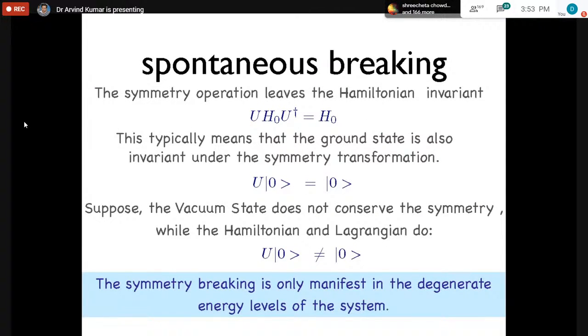So spontaneous symmetry breaking, what does it do? These are some transformations called unitary transformations, which leave the Hamiltonian invariant. But the ground state breaks the symmetry. So the lowest state of the Hamiltonian breaks the symmetry. When the system is in its lowest energy, or at the most stable region, it breaks the symmetry, and whenever it is excited, the symmetry is conserved.